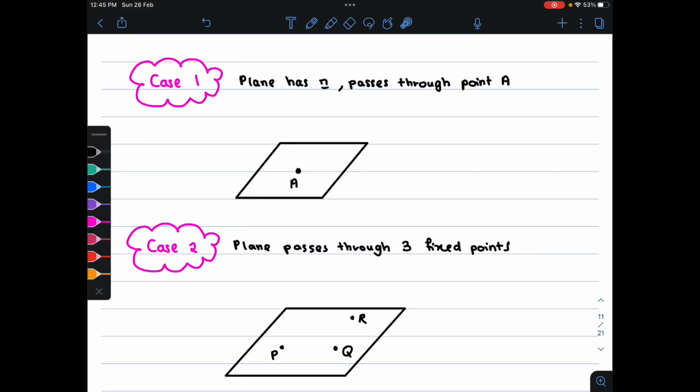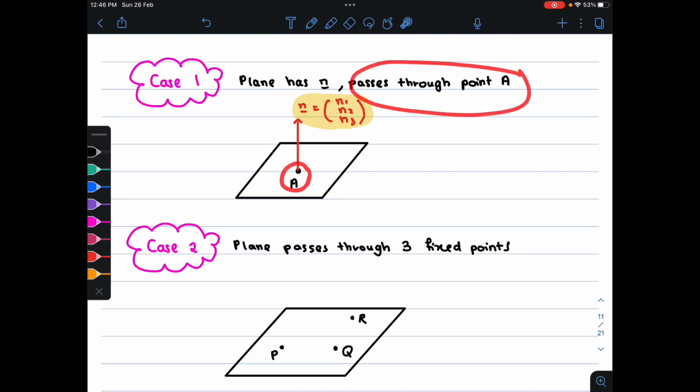To write the equation of a plane, you need to consider three cases. In case 1, say that you have a plane and it's already given to you that the plane has the vector n. So we have the normal vector that is 90 degrees to the plane and say that it is going upward. And at the same time, this plane passes through point A.